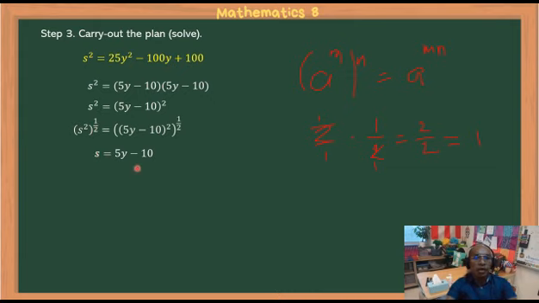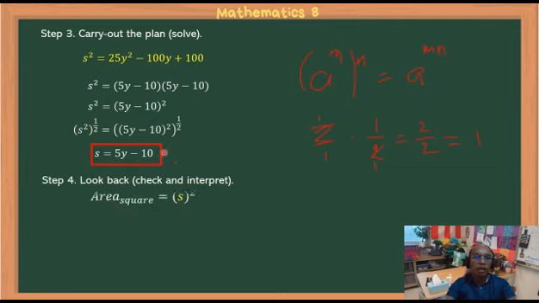So therefore, S is equal to 5y minus 10. This would be the expression that represents the side of the square. But how do we know that this expression is correct to represent the side of the square? Again, we have to check the given answer. The area of the square is just equal to the side being squared. So the area is given by this expression.